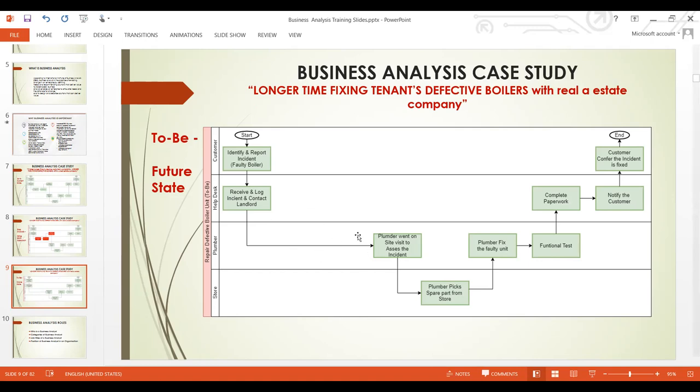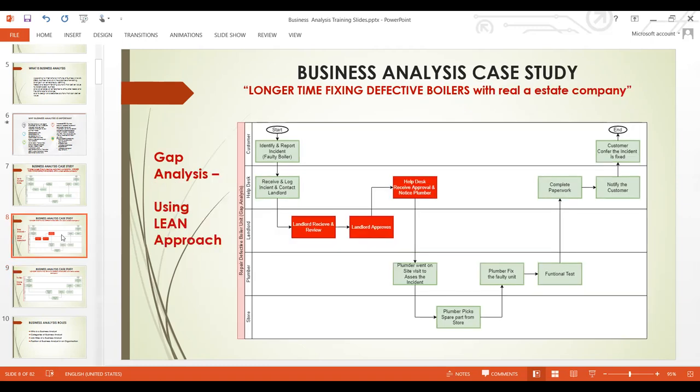A solution you might be implementing might be adopting software that can help this real estate company to manage incidents very well. Like, the best incident management software now is ServiceNow. So we can adopt ServiceNow to handle this situation. But for now, what we use here is a lean approach to solve this problem. So any questions?